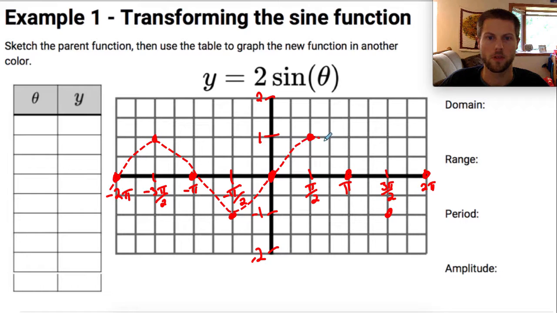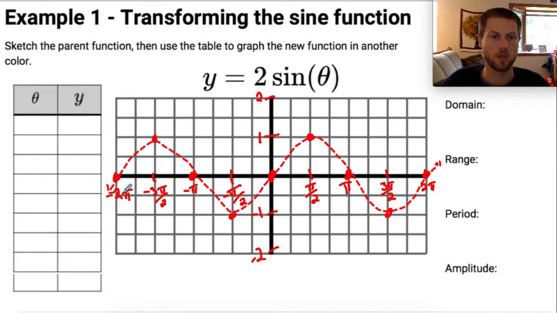And remember, all these y values are the y values of my unit circle as I travel around and change that theta. So if you're not sure where this curve comes from, make sure you dig back into that first video and really make sense of it. Okay, so this is our parent function, and now we're going to go in another color to graph 2 times the sine of theta.